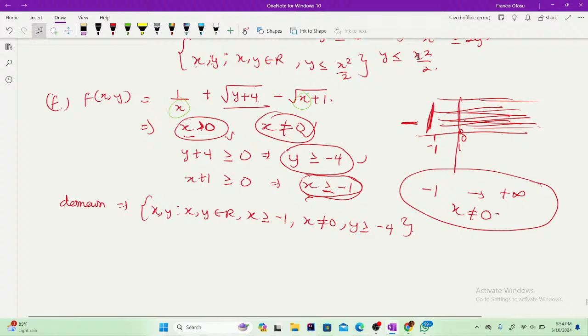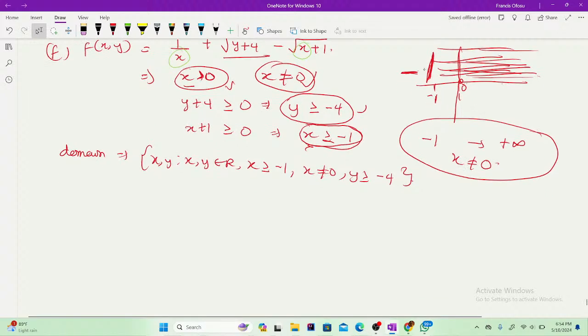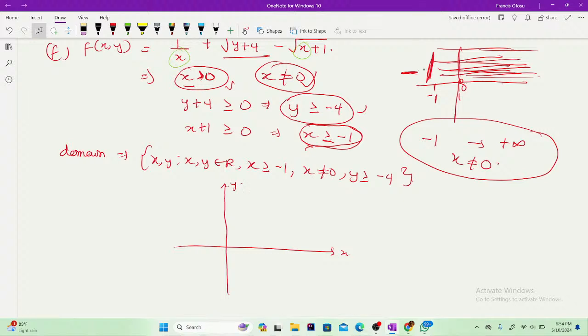So let's try representing this on the graph. If you are to represent this on the graph, I have this as my x and this as my y. x equals 0 is the y-axis. So if you have the line x equals 0, we are dealing with the y-axis. So meaning the y-axis is not part of our domain.